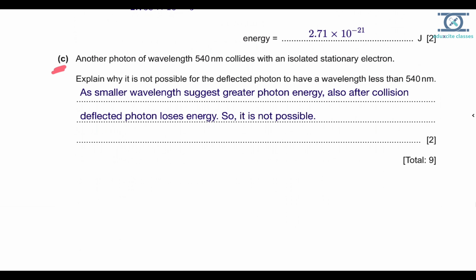Now the C part. Another photon of wavelength 540 nanometer collides with an isolated stationary electron. Explain why it is not possible for the deflected photon to have a wavelength less than 540 nanometer. Smaller wavelengths suggest greater photon energy, and after collision the deflected photon loses energy, so it is not possible. If you go for lesser wavelength, it suggests a higher energy of the photon, and we know that during collision some of the energy will be lost. So you have to explain why it is not possible.